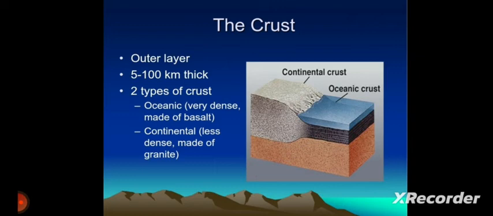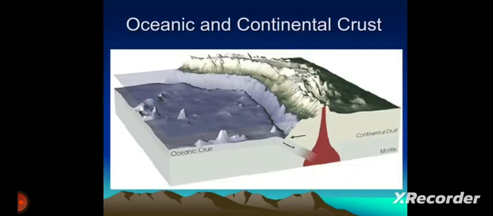How many types of crust? Two types. You just see here in this diagram. Oceanic crust and continental crust. Oceanic crust is very dense and is made up of basalt. Continental crust is less dense and is made up of granite. As you can see here very clearly, one side oceanic crust, another side continental crust.